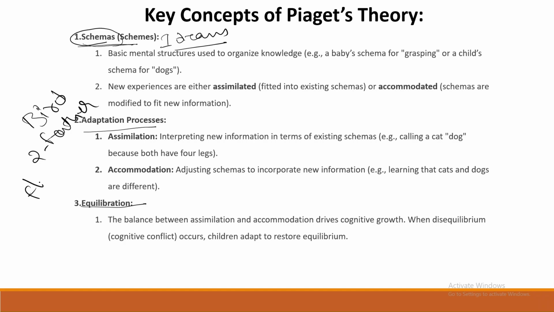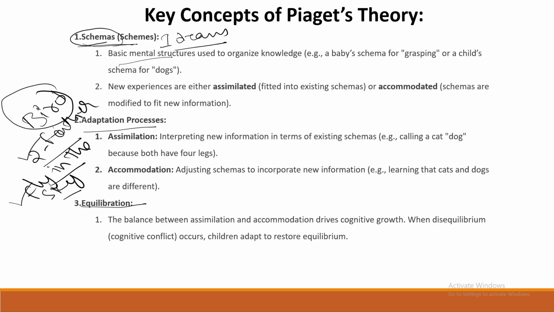See, a bird flies in the sky. This is a schema of a bird. A 2-year-old child thinks a bird has two feathers and flies in the sky. This is a schema of the bird. He doesn't know anything other than these two things.